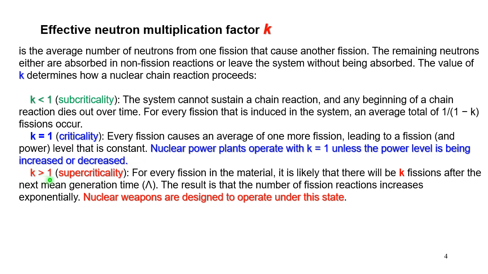If K is larger than 1, you have supercriticality. For every fission in the material, it is likely that there will be K fissions after the next generation time, usually noted as the Greek lambda. The result is that the number of fission reactions increases exponentially. Nuclear weapons are designed to operate under this state.